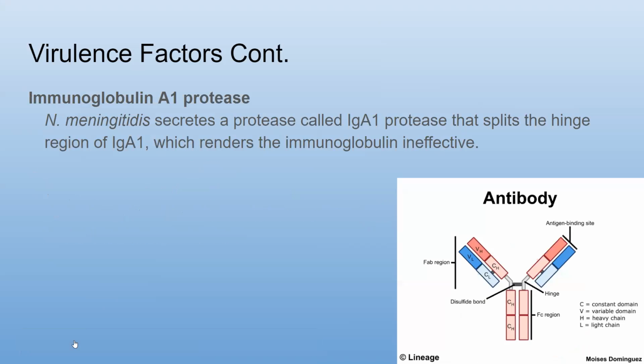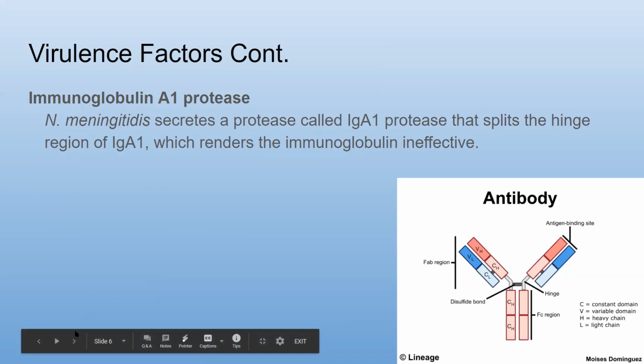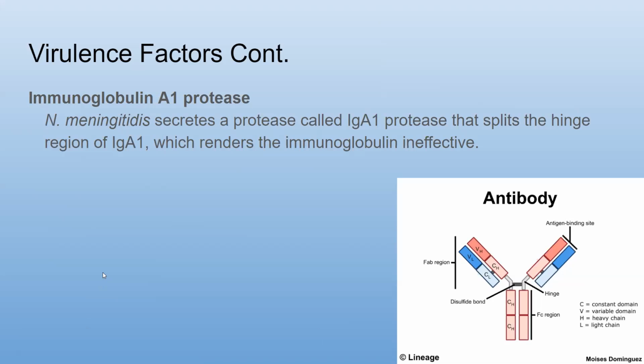Neisseria meningitidis is able to evade the host's primary defense mechanism of immunoglobulin A1 through the enzyme immunoglobulin A1 protease, or IgA1 protease. IgA1 protease splits the hinge region on the antibody, which is located between the heavy chains, as seen in the image above. Once the hinge region is split, the immunoglobulin is no longer able to target Neisseria meningitidis.